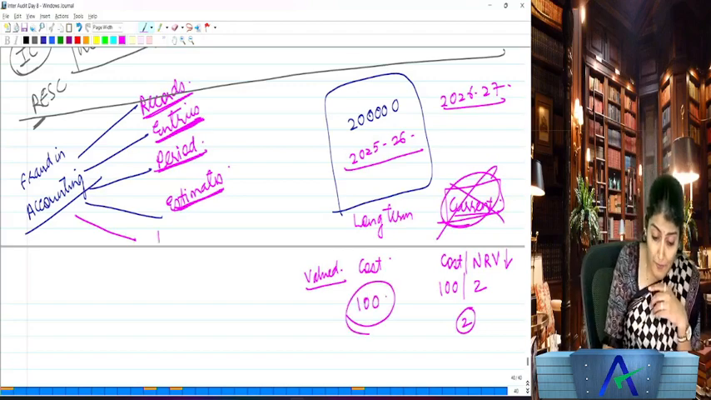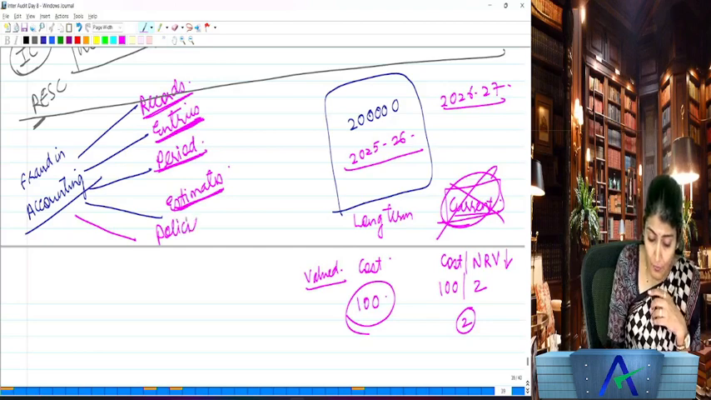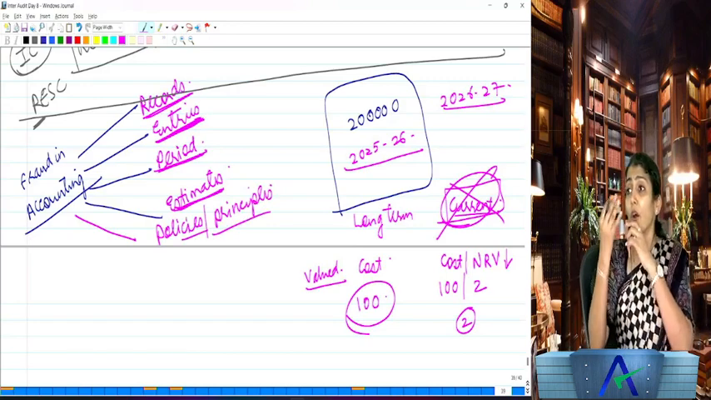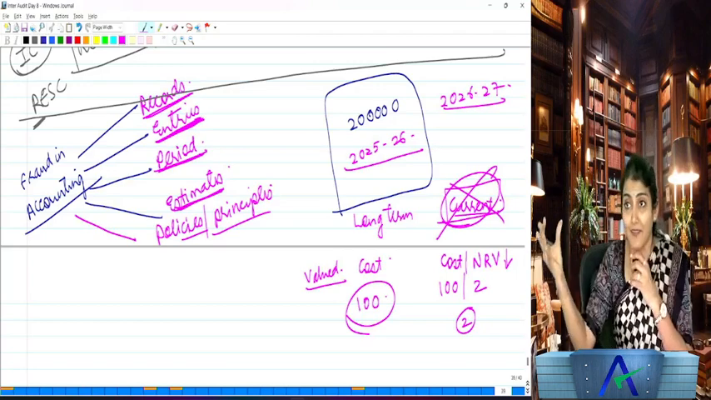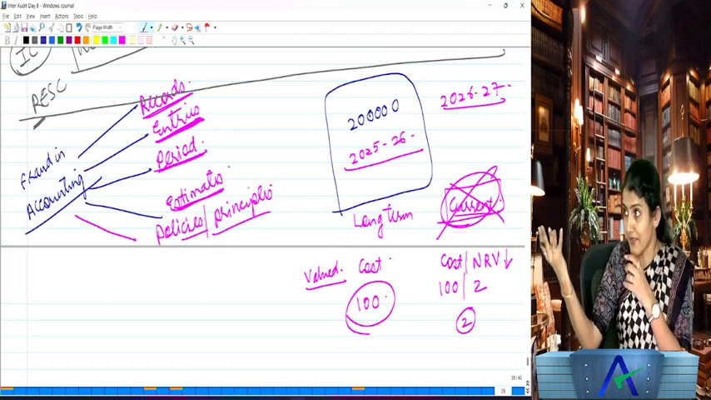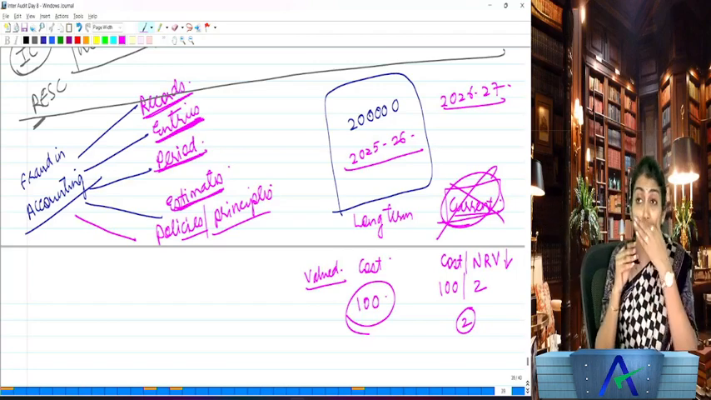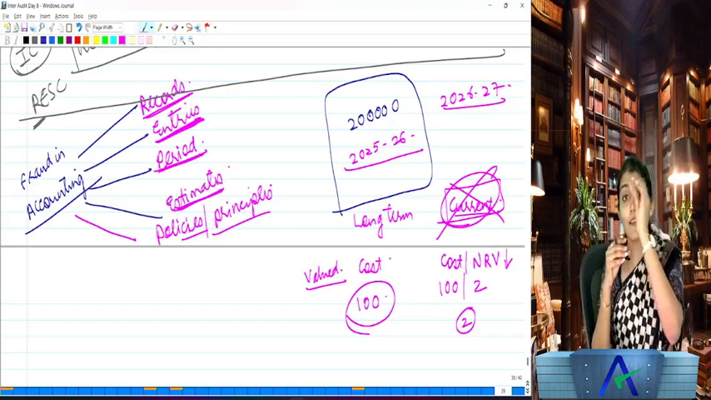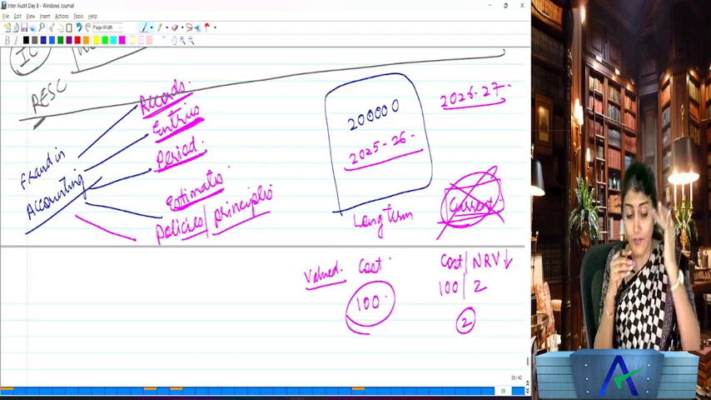What are you doing? Misapplication of the accounting policies and principles. Simple. Non-compliance with accounting standards. Misapplication of accounting policies means you are doing the non-compliance with the accounting standards. Are you understanding that? Okay.